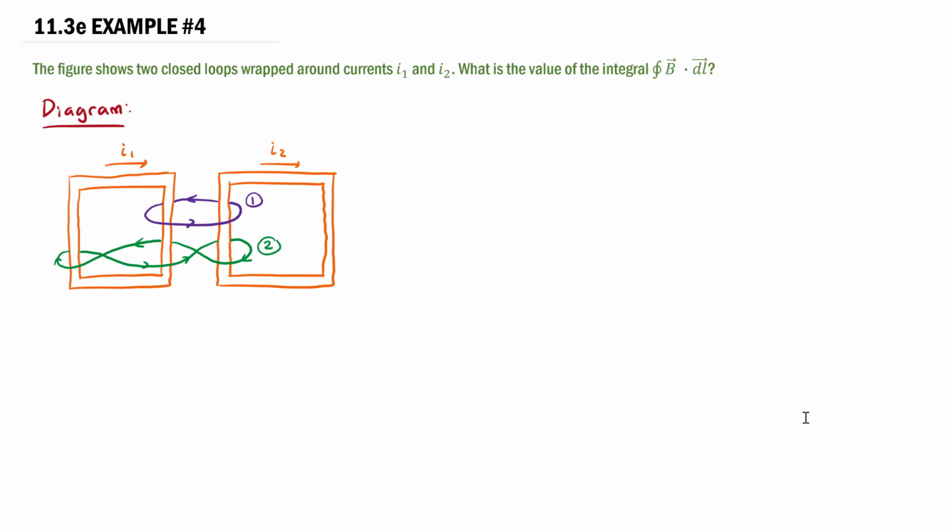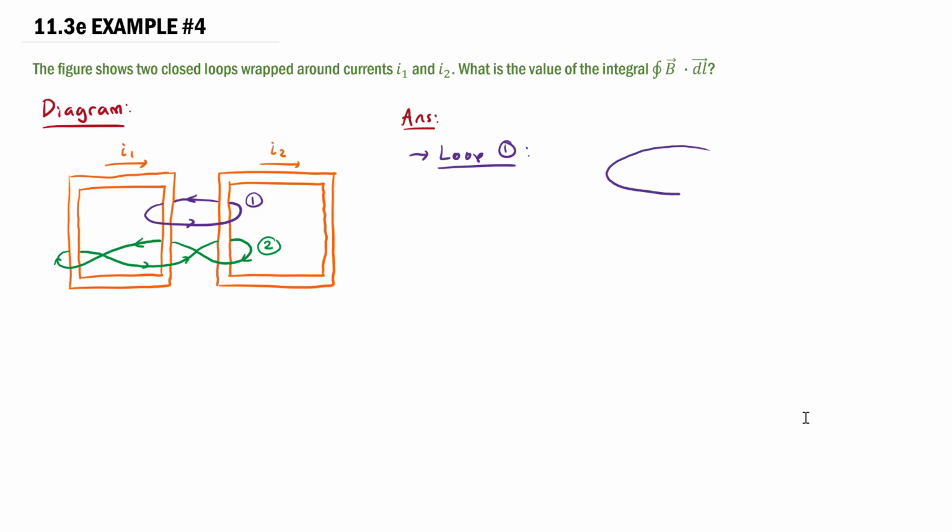So when we take a look at the answer, we have to look at the answers for the two different loops. We're trying to figure out the value of the integral of B dotted with dl. So let's first look at loop 1.